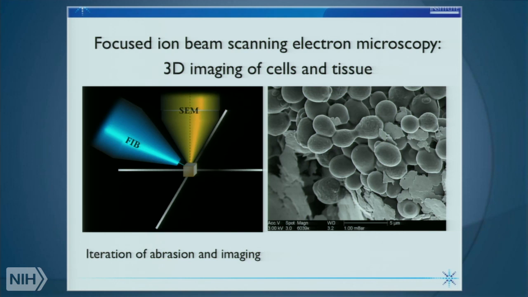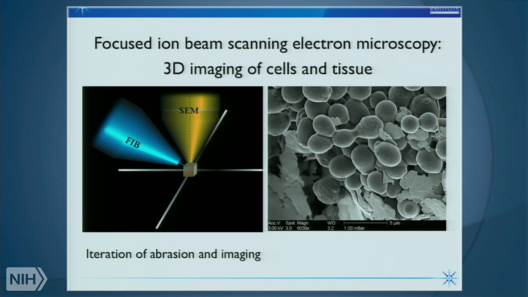And the way these microscopes work is, in addition to having a scanning electron beam to image the surface of objects such as cells or tissue or silicon chips for that matter, they have an additional focused ion beam, which is abrasive and typically made of gallium. These gallium ions, when focused onto the surface, can remove material.